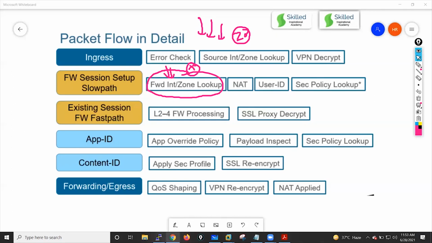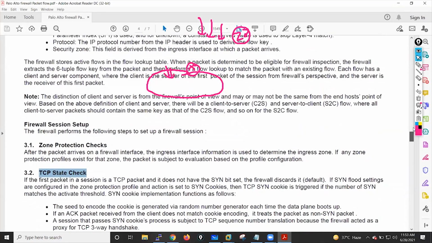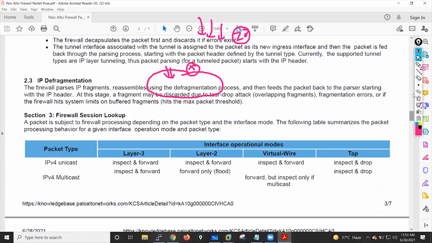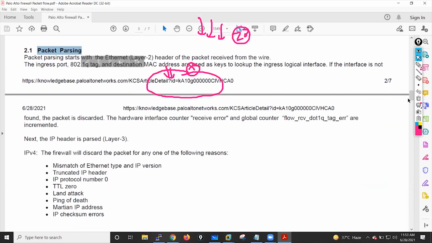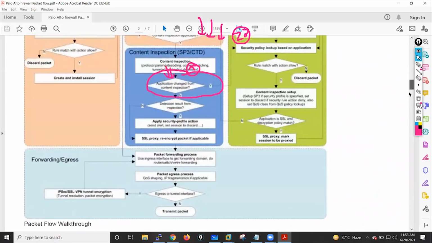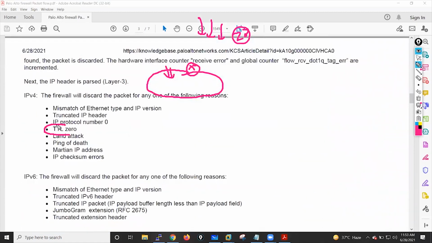In the ingress state, if I go into this particular PDF and look at the ingress state check, there are also a few other reasons. Generally, when the firewall does packet parsing, all these things happen at the ingress level. So it will also drop the packet sometimes. Let's suppose you have received a packet whose TTL value is 0. In that case, your firewall will drop the packet.